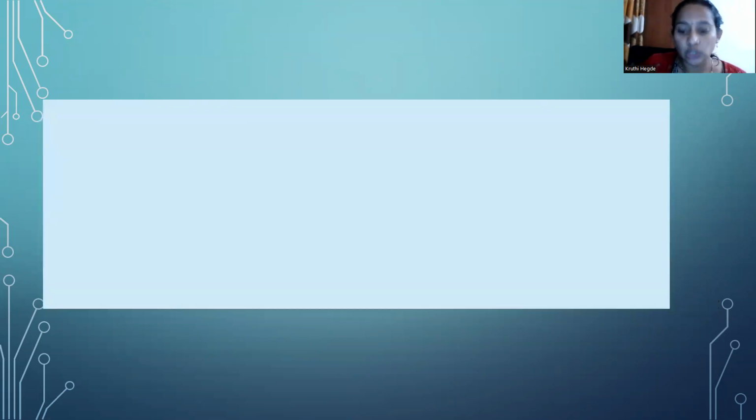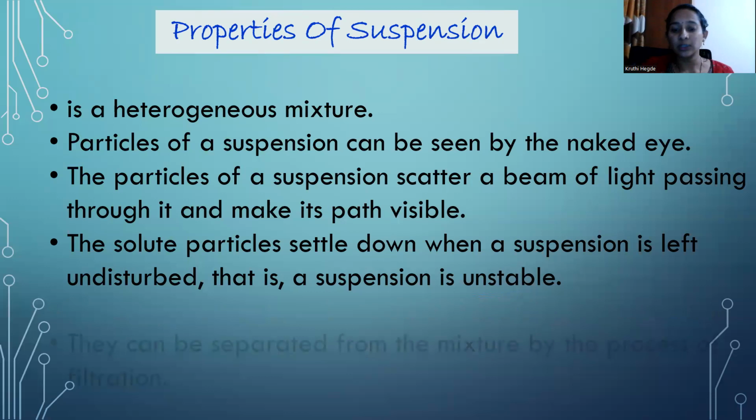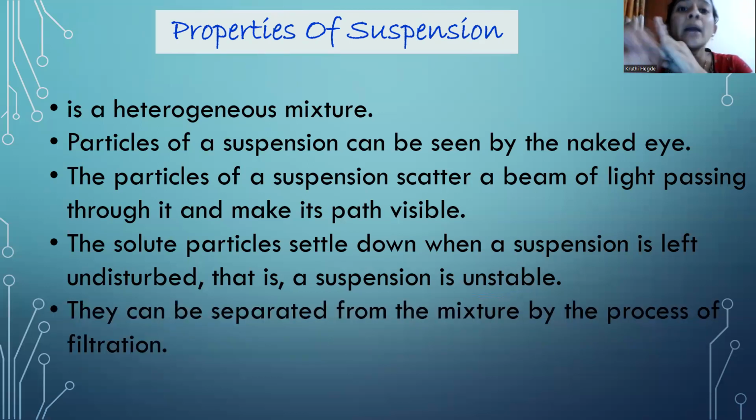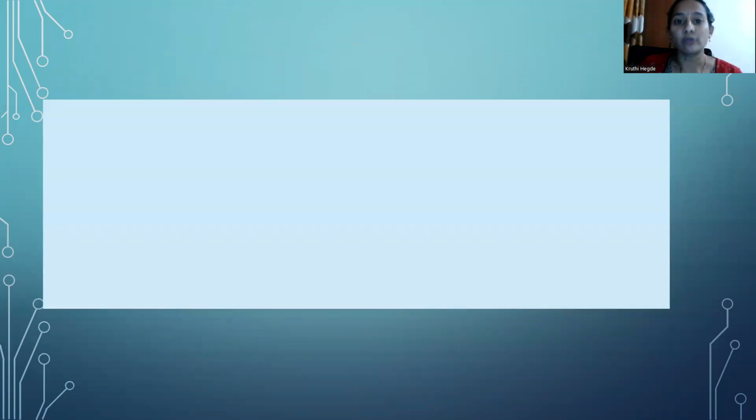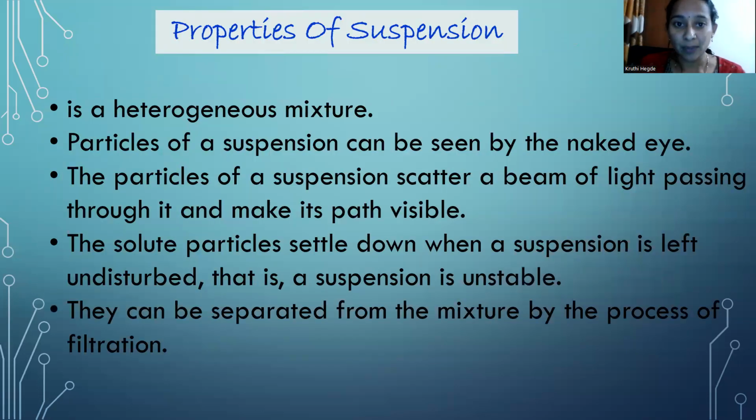Got it? So these are a few properties: it is a heterogeneous mixture, particles of suspension are visible to naked eyes, and it can scatter the beam of light, makes the path of the light visible, and it is unstable as it settles down when kept undisturbed for some time, and also it can be separated by the process of filtration.